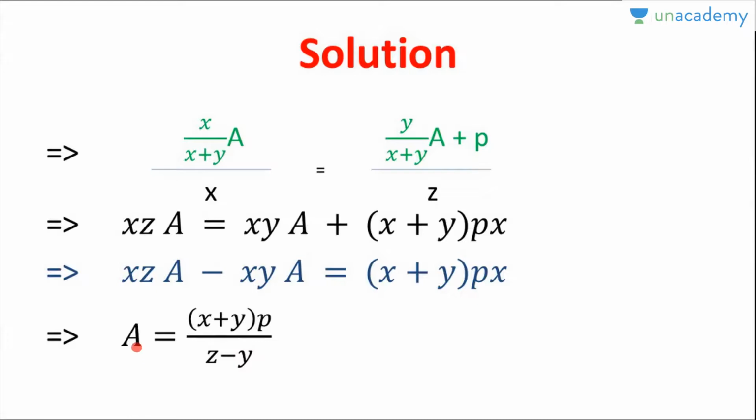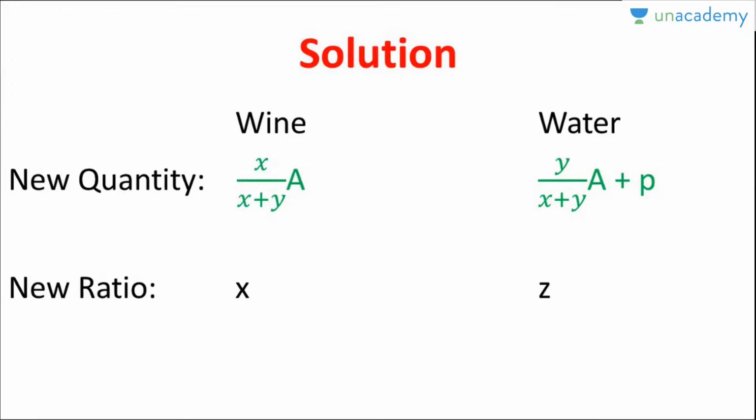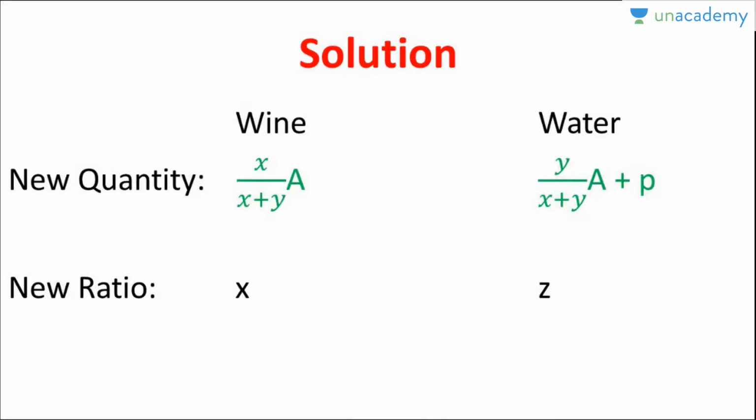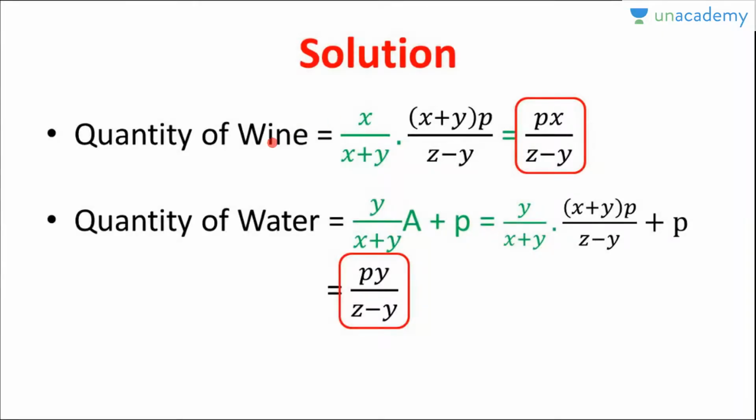Now, if I have A, I can see the amount of wine present in the solution is x upon x plus y times A. So in place of A, I can write this value, x plus y times P upon Z minus y. And here also in case of water, I can write y upon x plus y times A plus P. So finally you will get the quantity of wine as x plus y times P upon Z minus y into x upon x plus y.